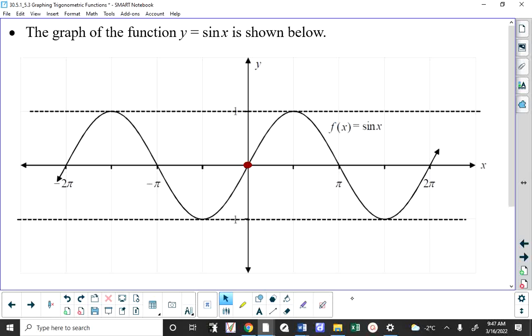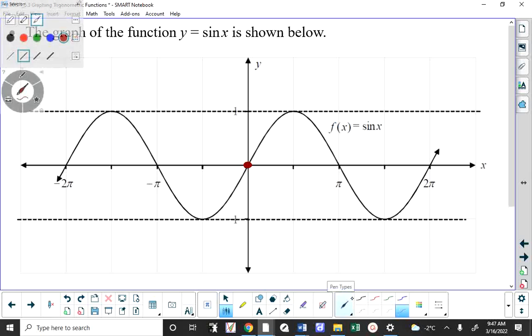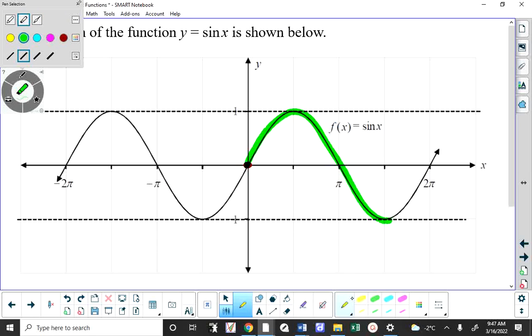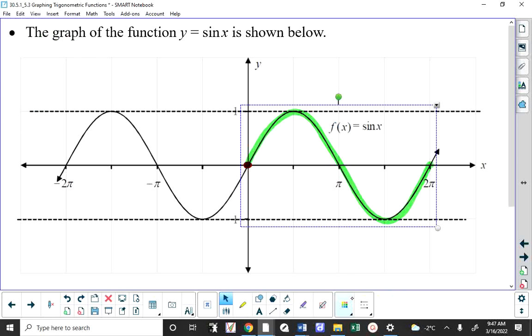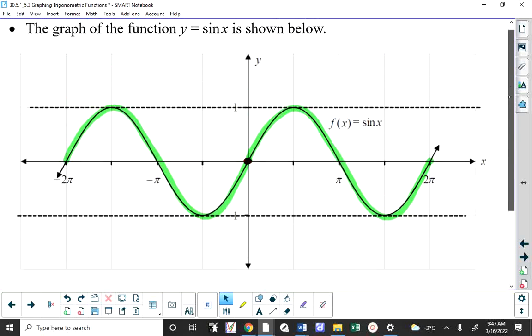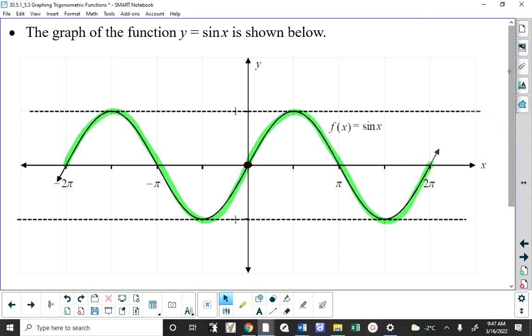So if I take a look at the section of the graph from here to here, that section of the graph is identical to this section over here. It's identical to the section over here that continues. It's identical to the section over here that continues. This thing goes on and on forever, infinitely far to the right and infinitely far to the left.